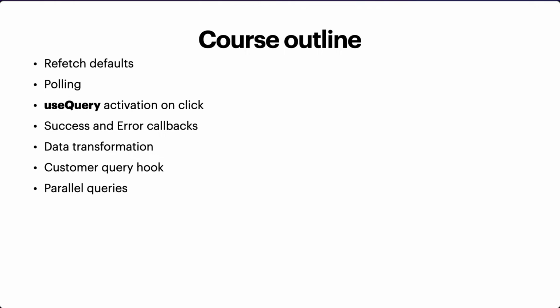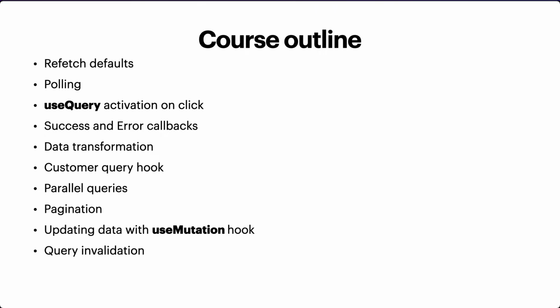Parallel queries, how we can make parallel queries using React Query, and we'll talk about pagination. And then once we get the data from the server, how we can make some changes or update that data. So we use the useMutation hook for that, in order to update data or make a post request, so that we can handle that. And also we will do query invalidation. Query invalidation is basically the concept in React Query that when, for example, you make some update on certain data, then you can invalidate the old data and get the latest data from the server.